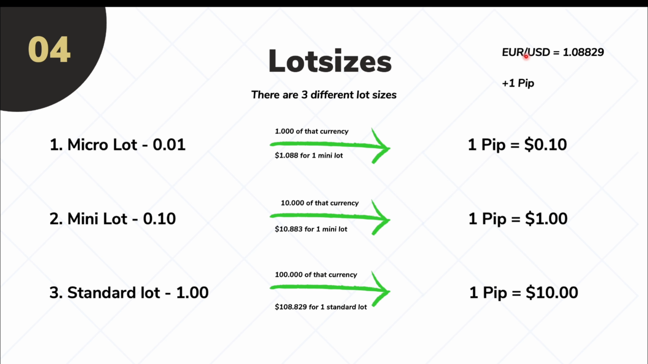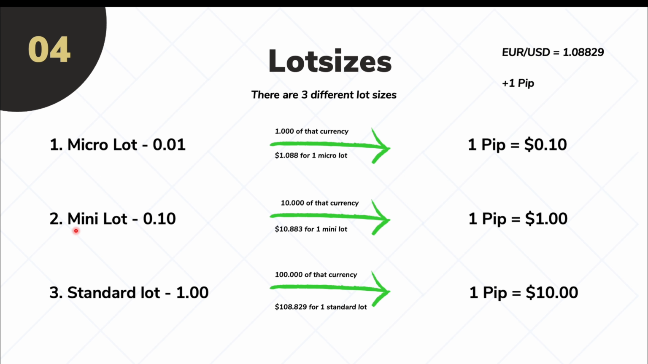In this scenario, we have the Euro US dollar from earlier, 1.08829, and let's say it goes up by 1 pip. How much money do we make using 1 micro lot, 1 mini lot, or 1 standard lot? With a micro lot, you buy 0.01, which means you buy 1,000 of that currency. If you want to buy 1 micro lot based on the current price, you need $1.088 to buy 1 micro lot. That means when price goes up by 1 pip, you will make 10 cents.